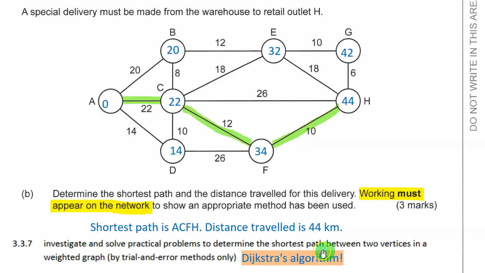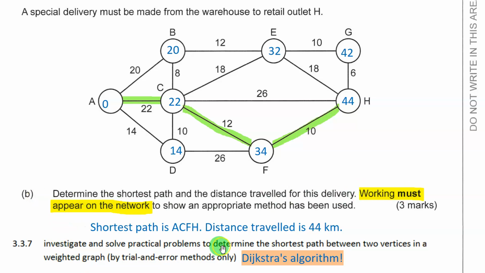Now, the only appropriate working that we can typically show on the network is Dijkstra's algorithm. But the syllabus says investigate and solve this type of problem by trial and error methods only. So this is why we get the first blooper on this question. Really, trial and error methods would be: we try A, C, H, write down that the length of that path is 48, and then we try another path, A, B, E, G, H, write down the path. We're just trying lots of paths, writing them down systematically. But we've got to show working on the network.